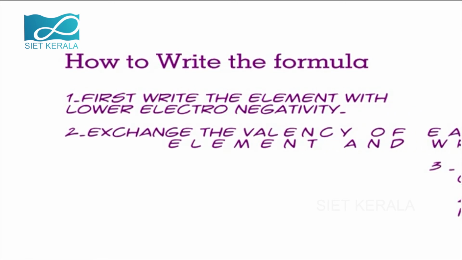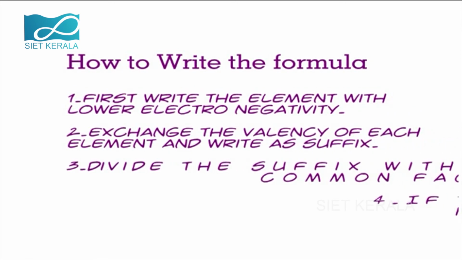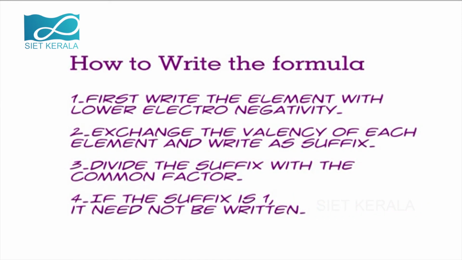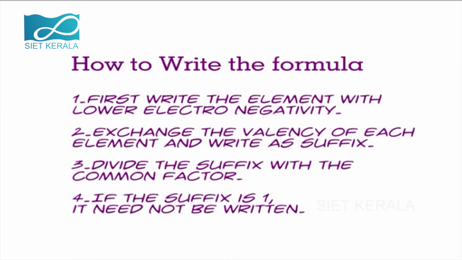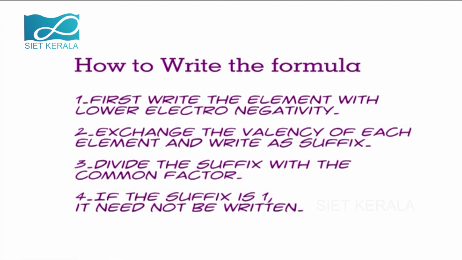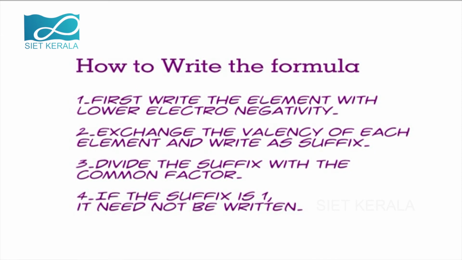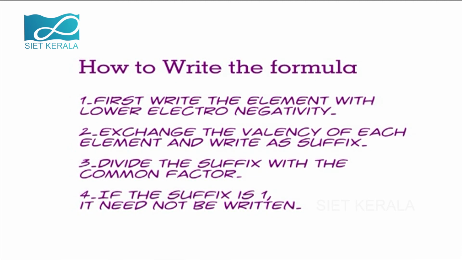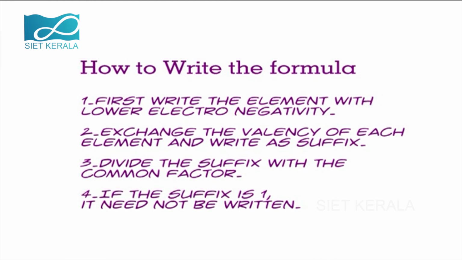How would you write this formula? See the rules. First, write the element with lower electronegativity. Exchange the valency of each element and write it as a suffix. Divide the suffixes by the common factor. If the suffix is 1, it need not be written.